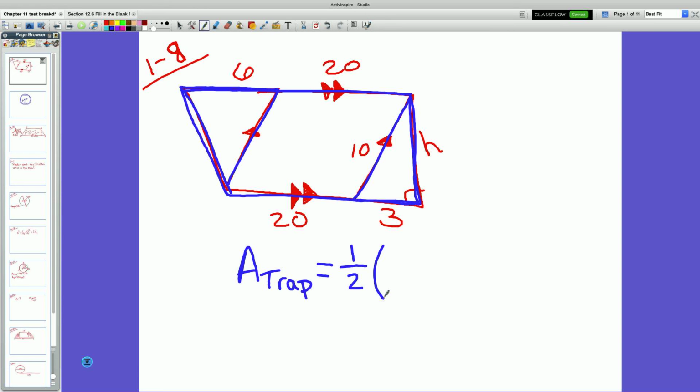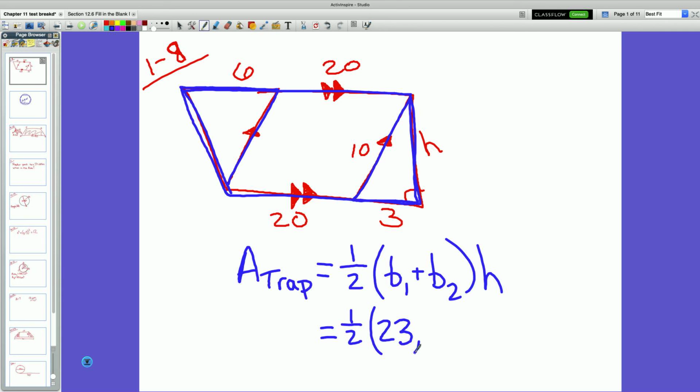So area of a trapezoid is 1/2 base 1 plus base 2 times your height. So now it's just a matter of plugging stuff in. So I'd have 1/2, base 1 is 23, let's say, that's the bottom. And then the plus base 2, which is 26. Uh-oh, problem, we don't have the height. That's all right, we can find the height because we have a right triangle.